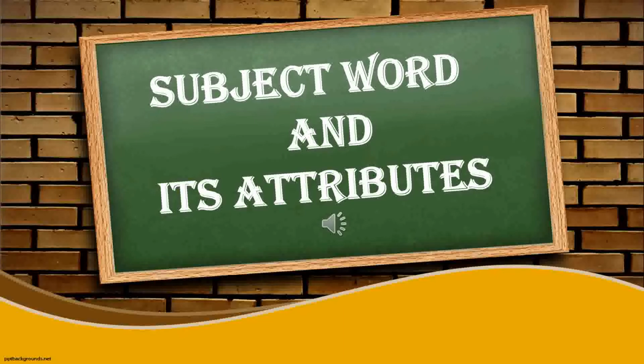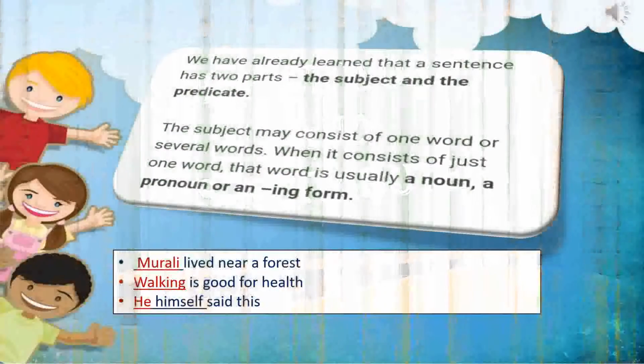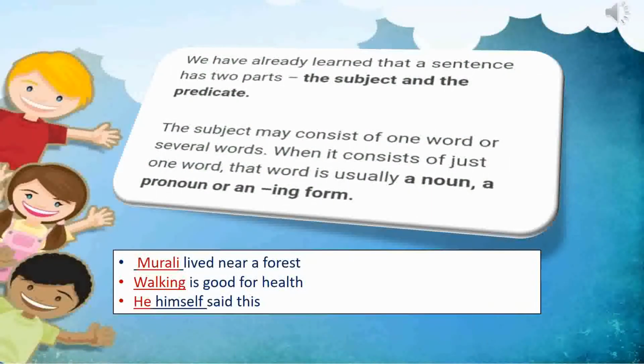Our next topic is subject word and its attributes. As we have already learnt, a sentence has 2 parts, the subject and the predicate. The subject may consist of one word or several words. This is what we have learned so far from the previous topics. When the subject consists of only one single word, that word is usually a noun, a pronoun or an ing form.